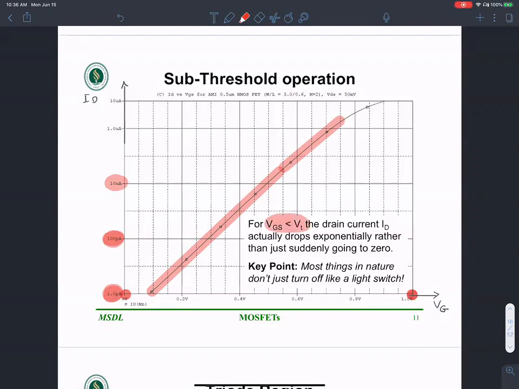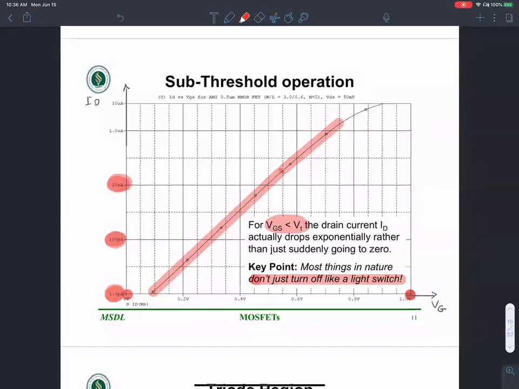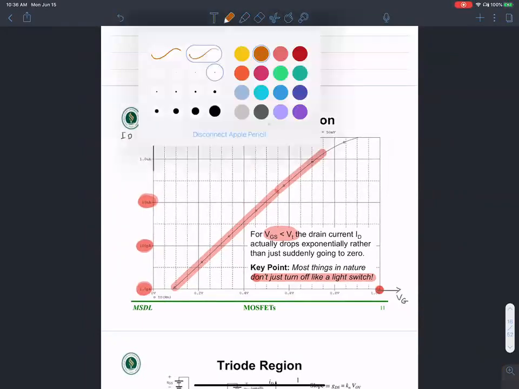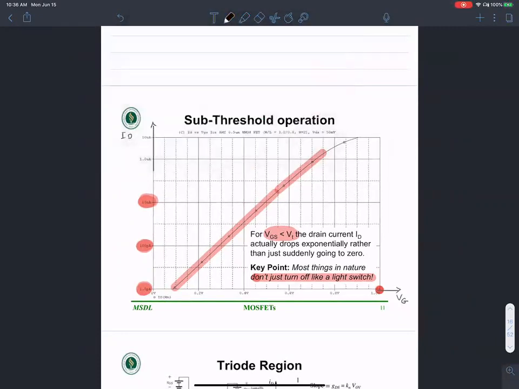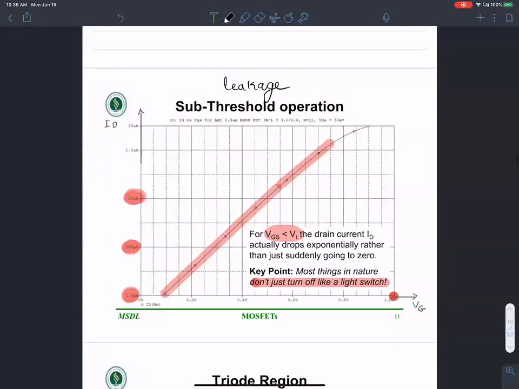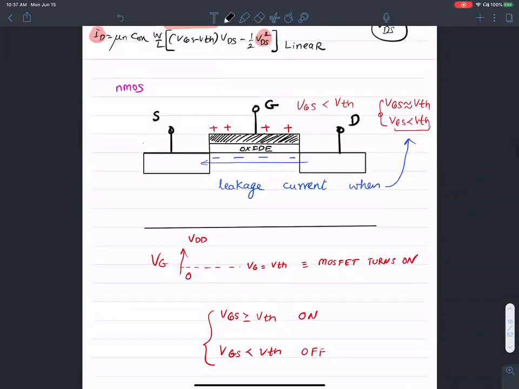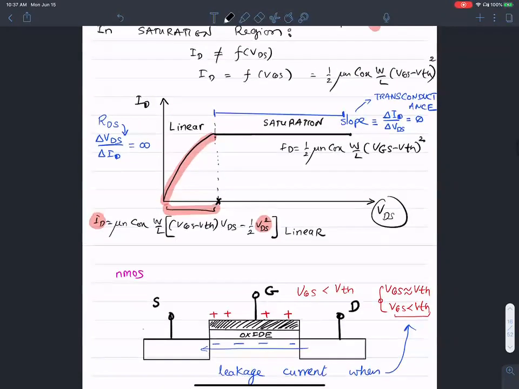So the key point is that most things in nature don't just turn off like a light switch. Even so, the MOSFET does not turn on and off abruptly at the threshold voltage. There are still going to be some leakage currents, very, very small amounts, nanoampere range currents, in the sub-threshold region, where it's supposed to be on, but it's not quite off. Leakage, where it's supposed to be off. Make sense? So that's the idea of sub-threshold operation of a MOSFET. Questions, please, questions so far.